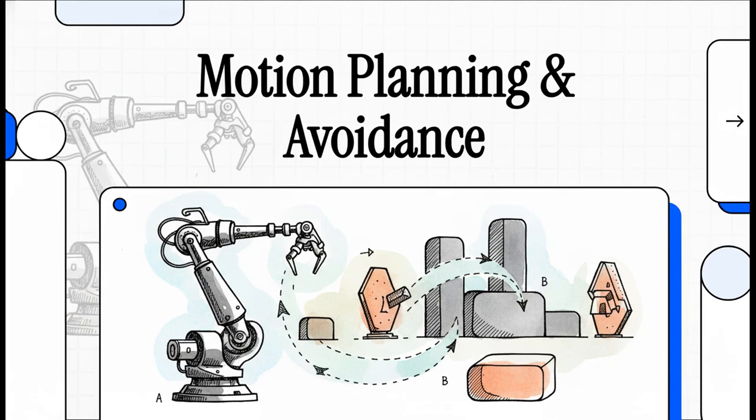All right, let's get right into it. We're going to peek under the hood of a really fundamental and frankly super cool problem in robotics. How does a robot arm actually figure out how to move somewhere without smashing into things? We're going to walk through a real-world implementation step by step to see exactly how the sausage gets made.